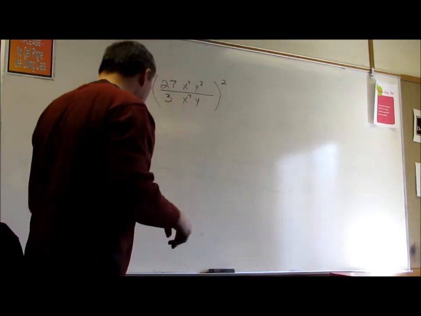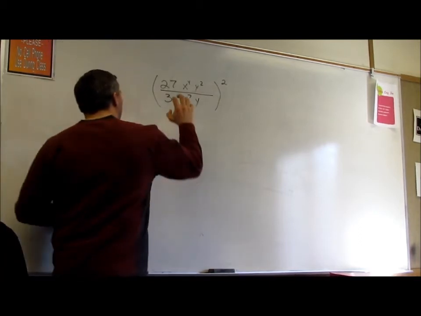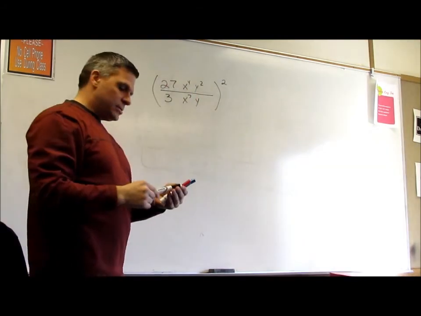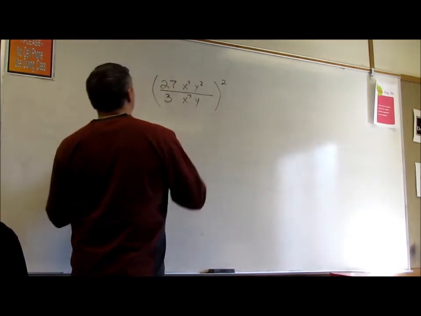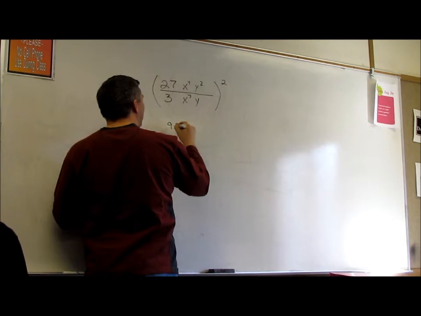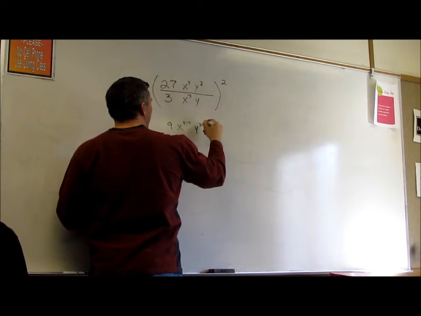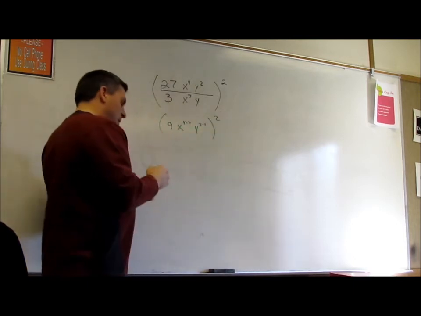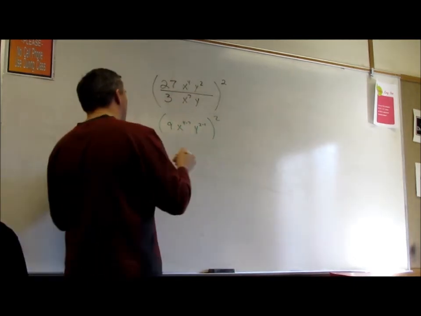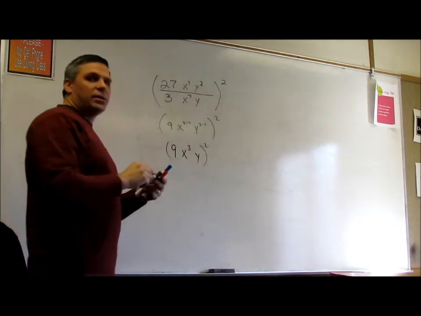Okay? And with this one, I want to do what's inside the parentheses first. Just like the last one, we're going to divide the numbers out. 3 goes into 27 9 times, and then x to the 4 minus 7, and y squared minus 1, all raised to the second power. So I've got 9x to the third y, all squared.